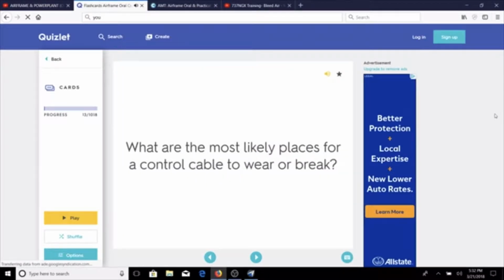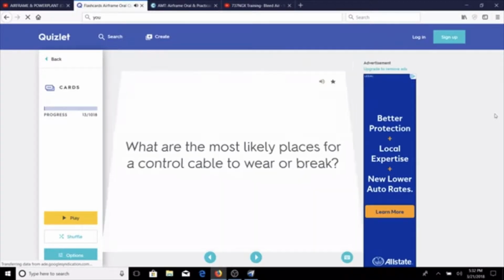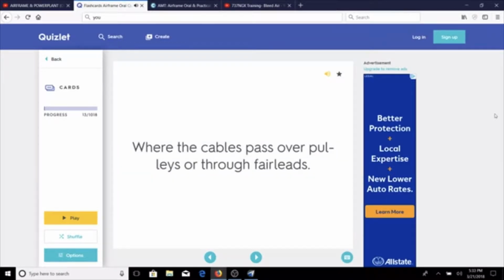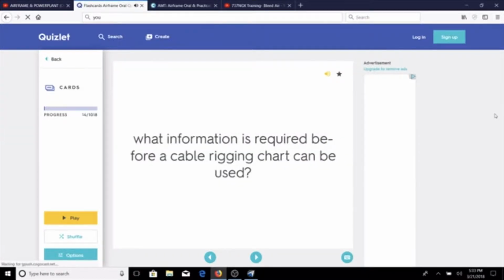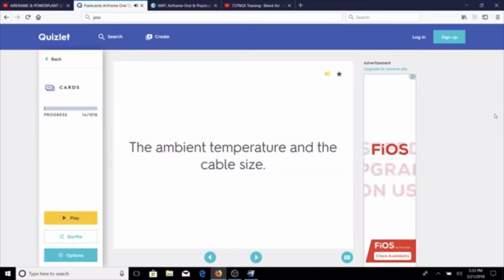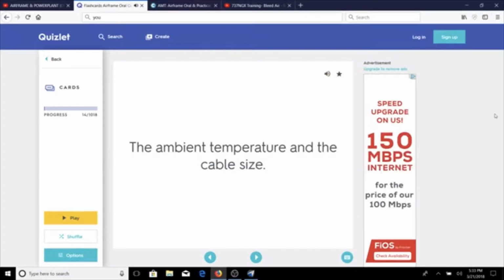What are the most likely places for a control cable to wear or break? Where the cables pass over pulleys or through fair leads. What information is required before a cable rigging chart can be used? The ambient temperature and the cable size.